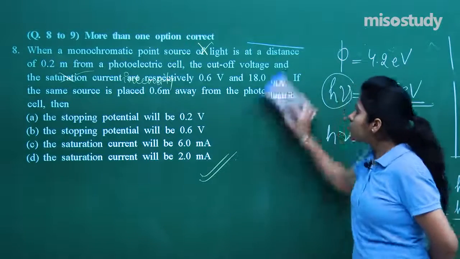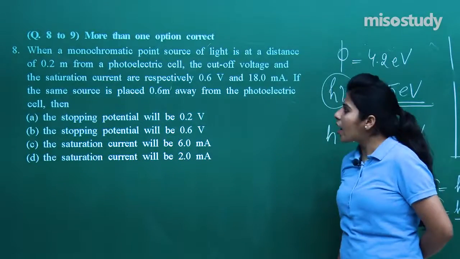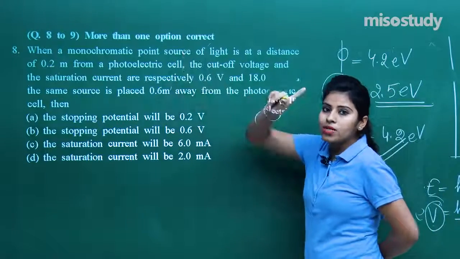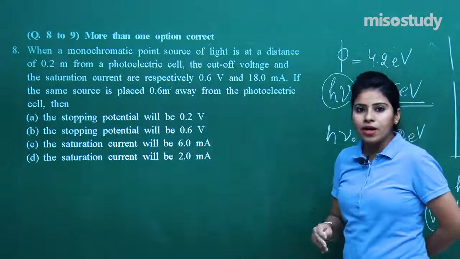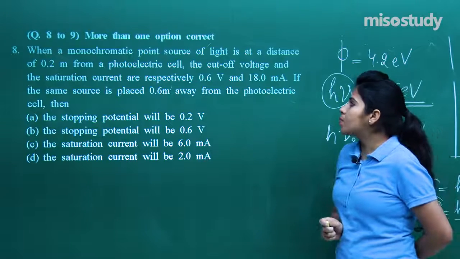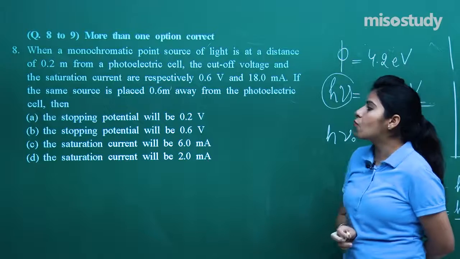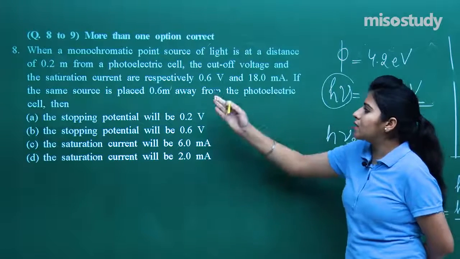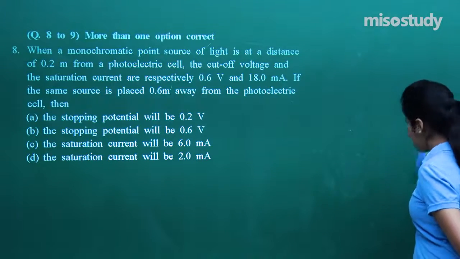Question number 8. In this question, we are having 8 to 9 questions that will have more than one option correct. So there might be 2 options that would be correct. Now let us read it out. When a monochromatic point source of light is at a distance of 0.2 meter from a photoelectric cell, the cutoff voltage and the saturation current are respectively given.